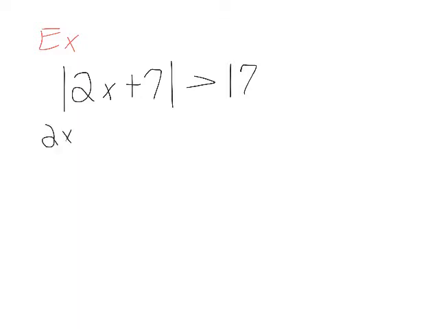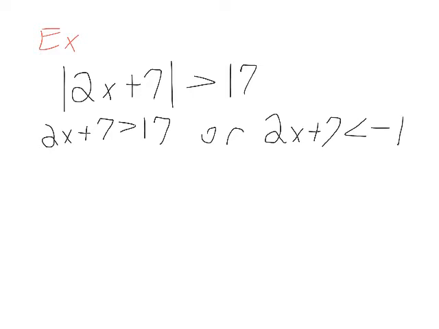We'll have 2x plus 7 is greater than 17, just like it is, except no absolute value bars. Or 2x plus 7 is less than negative 17. You change two things. You change the inequality symbol, and you change the sign of the constant, okay, before you go to solve these.